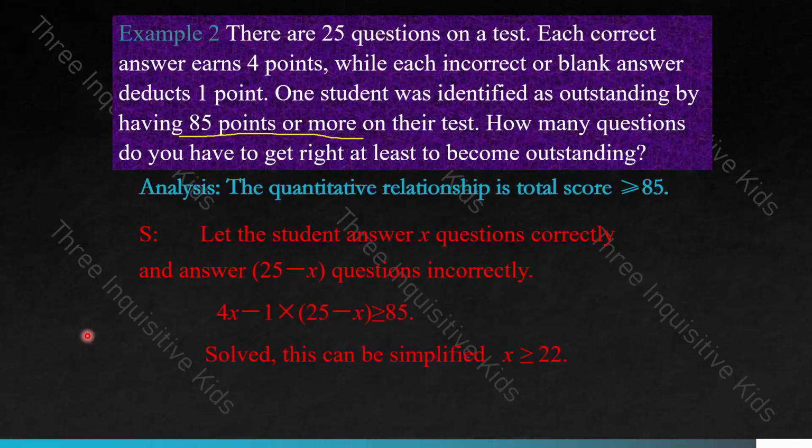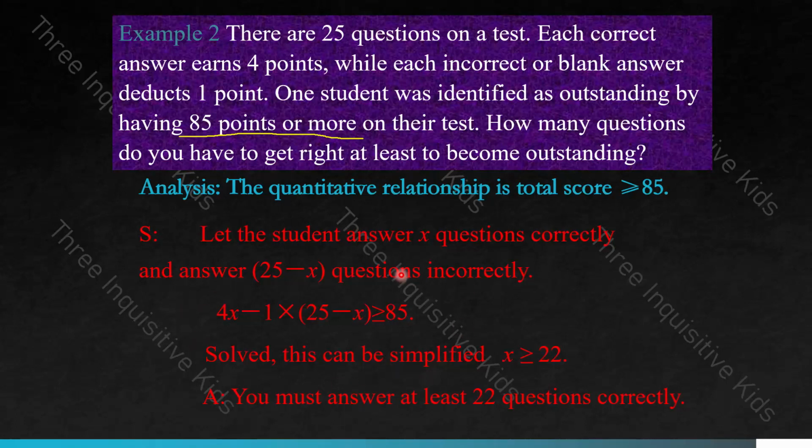Let the student answer x questions correctly and answer 25 minus x questions incorrectly. Oh, and what this person did smart right here was, instead of writing another variable for the amount of questions answered incorrectly, say writing down the variable y, they just wrote down 25 minus x. You usually want to have as few variables as possible to make it easier to solve.